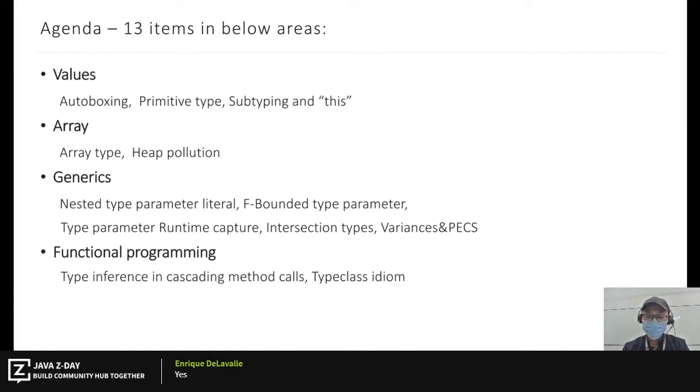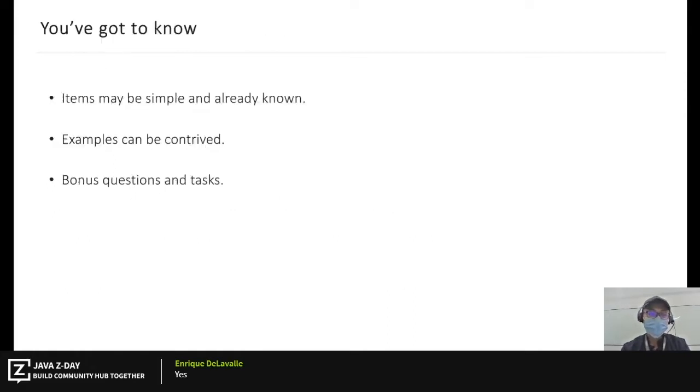question and answers. And before we get started, I want you to know that these items may be simple, and some of you may already know. We will generally spend less time on simpler ones and more time on more complex ones. So you've got the idea. And some examples can be contrived. And we will have some bonus questions and tasks for some items at the end of them. So let's get started.